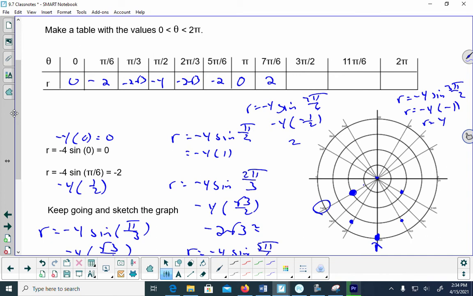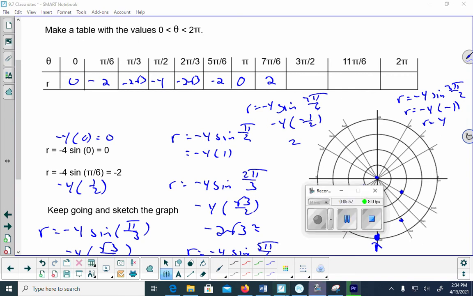Now, the problem with polar is I'm not sure if this is a circle, a limaçon. So at this point, you're going to be expected to plot these points, but once you get this far and complete this table, you're going to pick up your calculator and you're going to graph. So let me show you how to do that.